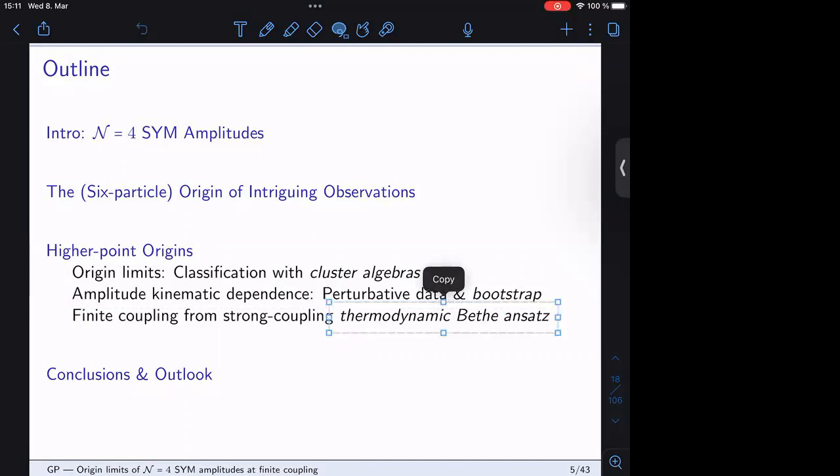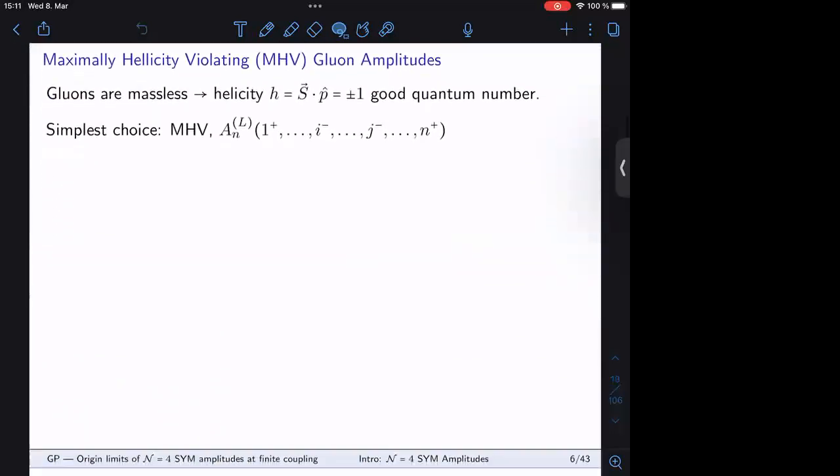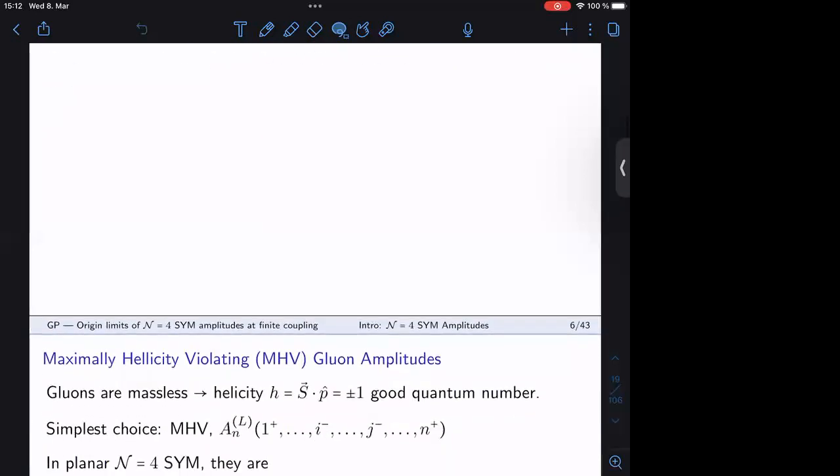All right, let's go. So I will be talking about the simplest amplitudes of the simplest theory. These are the so-called maximally helicity violating amplitudes, where all but two helicities are the same. The helicities, the projections of spin on the direction of motion for massless particles, are good quantum numbers. If you have all but one, or all of them, the same, then the amplitudes vanish. So that's the simplest non-trivial case.